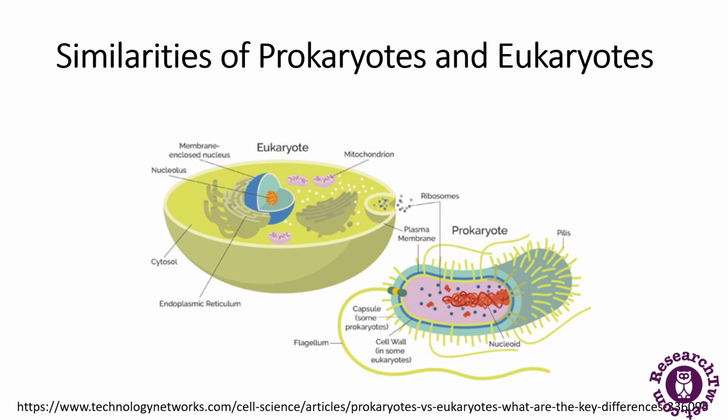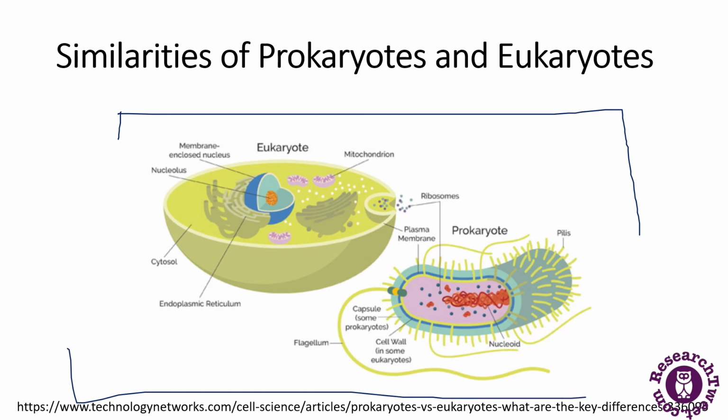Next, we have discussed the differences. Now we will be discussing the similarities as well. This is the picture of the prokaryote, and this is a eukaryote, which is being depicted here. So we have discussed the differences. Now what are the similarities in both of these? The similarity is that they both have the plasma membrane, as depicted here.